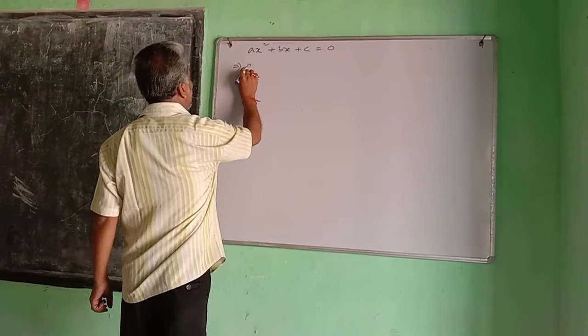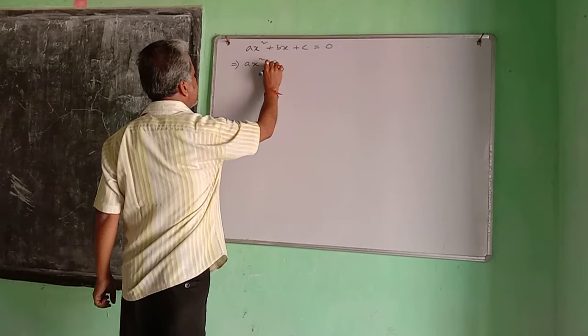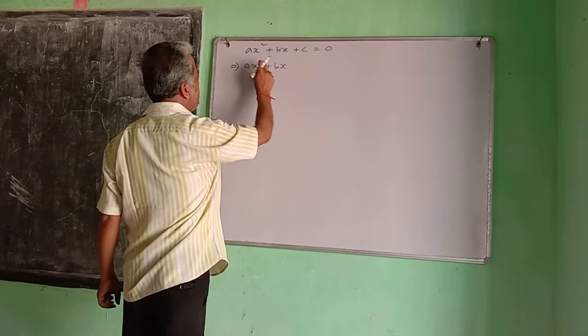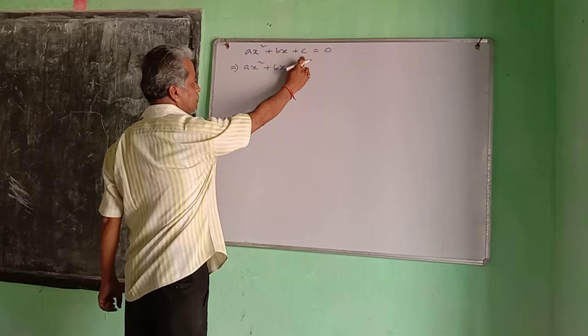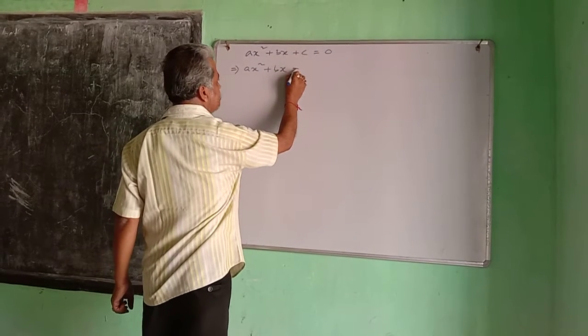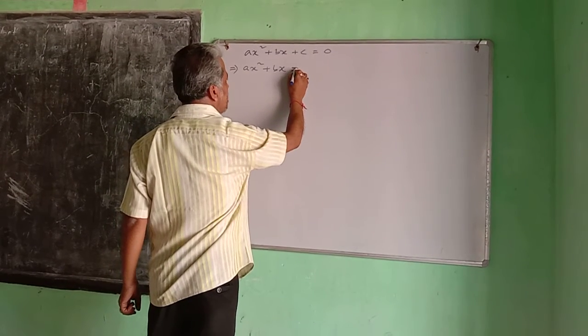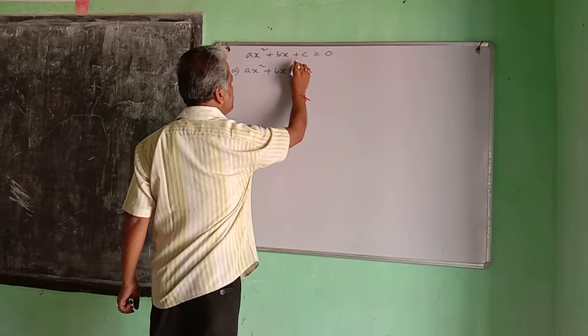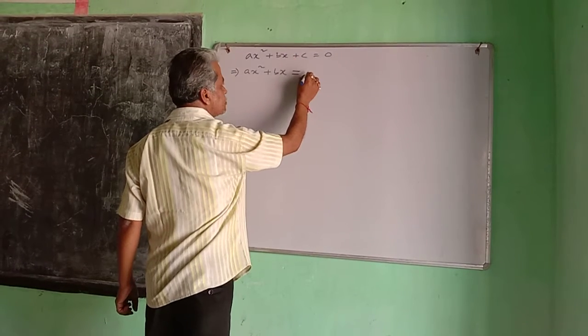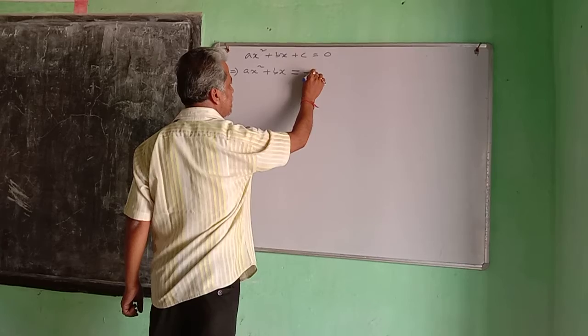transfer the constant term. Here the constant term is c. The constant term should be transferred to the right hand side. As it is on the left hand side plus c, on the right hand side it will be minus c.